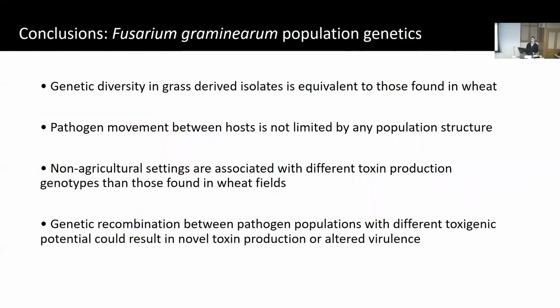So to recap that, while grasses are a reservoir of neutral gene diversity in one sense, they don't contain a higher level of diversity than wheat does. Pathogen movement between these hosts does not appear limited by any kind of population structure. Non-agricultural environments support a different ratio of pathogen chemotypes than wheat fields. And because we suspect genetic recombination is occurring between 3 populations with different toxin production profiles, we should be on the lookout for novel toxin production or altered virulence in these populations, particularly at sites where we might find high admixture rates.